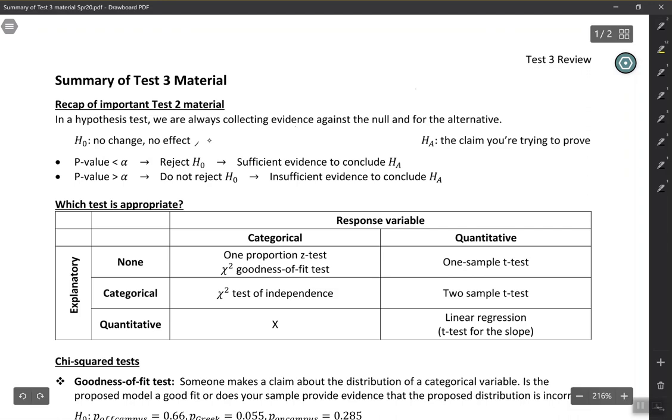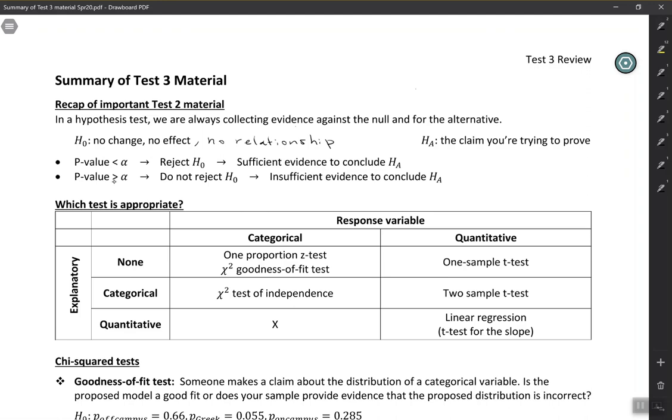On Test 3, a lot of the time it's going to be useful to think of the null hypothesis as no relationship. Okay, and then the alternative, that's where you put the claim that you're trying to prove. For this test, a lot of the time it'll be that there is a relationship. The things we learned about p-values still apply too.